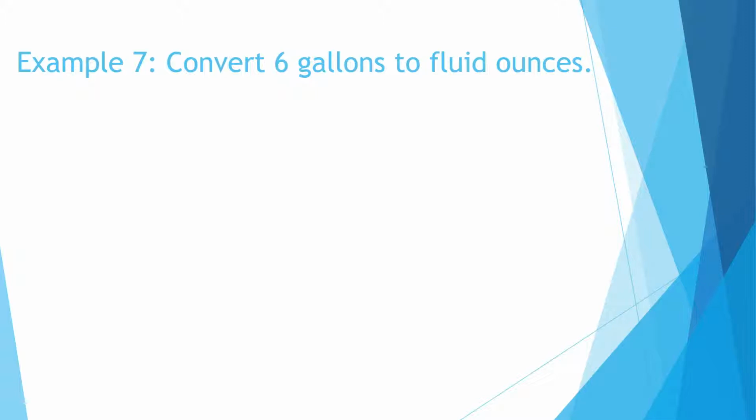Now we've come to our last example, which is to convert 6 gallons to fluid ounces. This is not a rate like it was in the last example. It's not gallons per second or gallons per minute. It's just a simple conversion of converting 6 gallons to fluid ounces. So we're just going to start with 6 gallons over 1.